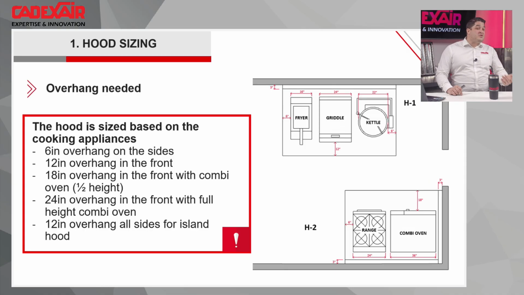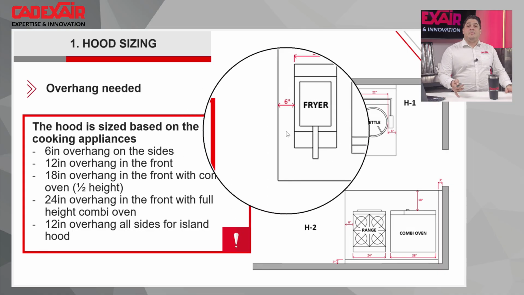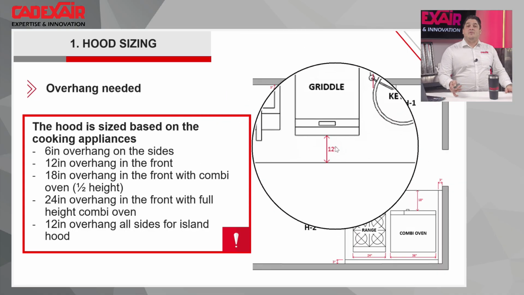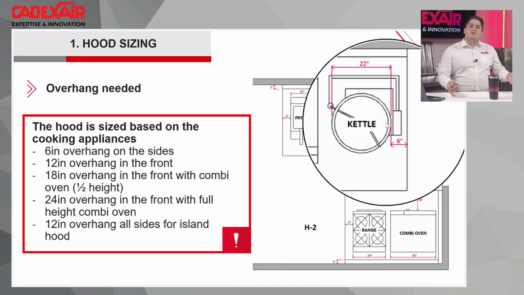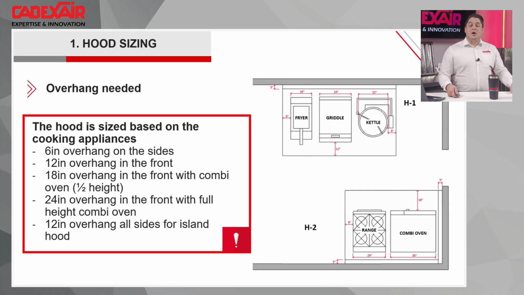If we have a problem on a job and you ask me, I prefer to have better overhang with less airflow than higher airflow without any overhang to help solve the problem. So the requirements, and these come from the listing of a product: we have to have a 6-inch overhang on the side of the equipment, 12-inch in the front, and 6-inch on the other side, so it's pretty obvious.